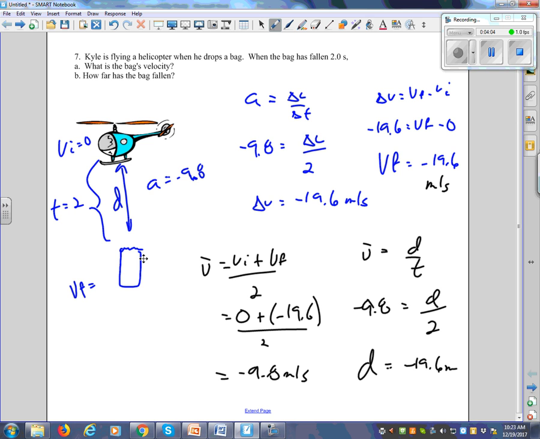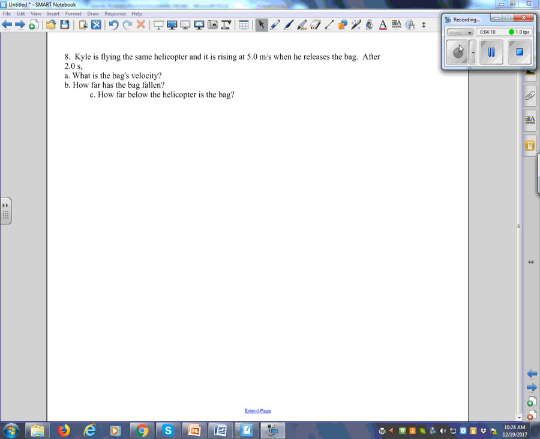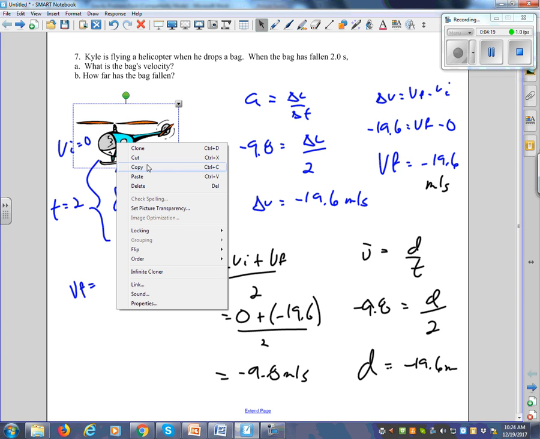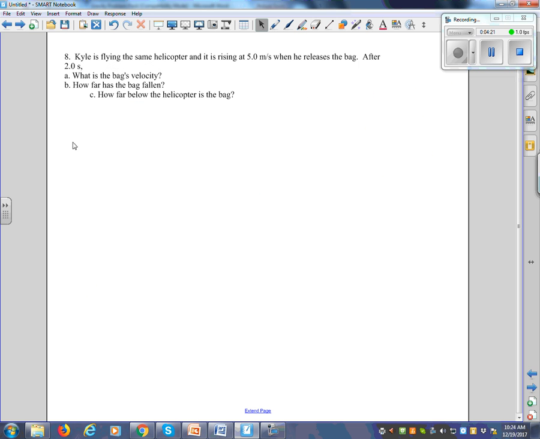Now, what happens if the helicopter is already moving to begin with? I see some people still writing, so I'll pause. Kyle is now flying the same helicopter, but it's rising at 5 meters per second when he releases the lunch bag. Let me just put the helicopter over here, right? So the helicopter is now rising. So you on the ground see the helicopter rising. What do you see the lunch bag doing?